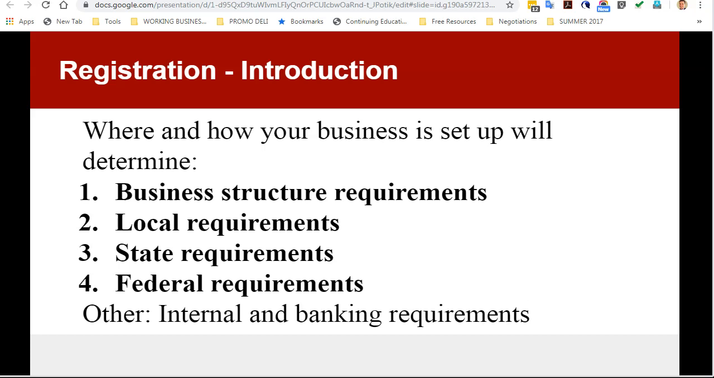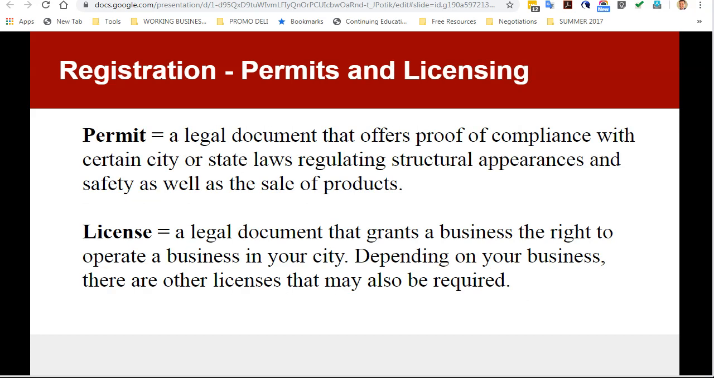So how you're going to set up the processes and things that you're going to have to file for your internal business. If you have employees, what are they going to give to you on a regular basis? And also, what paperwork do you need to provide the bank in order to get that business relationship established? So let's look at the permits and licenses.